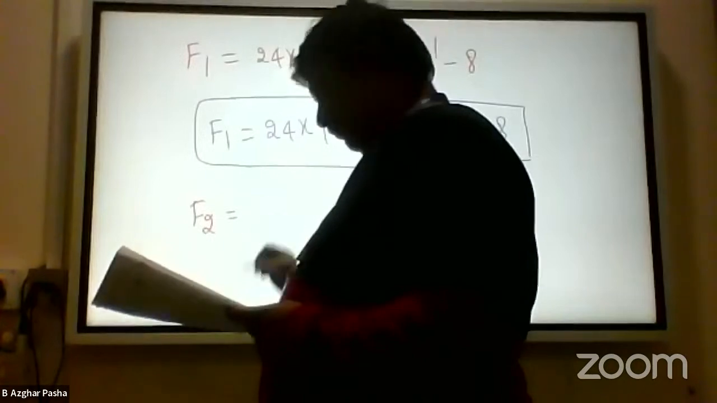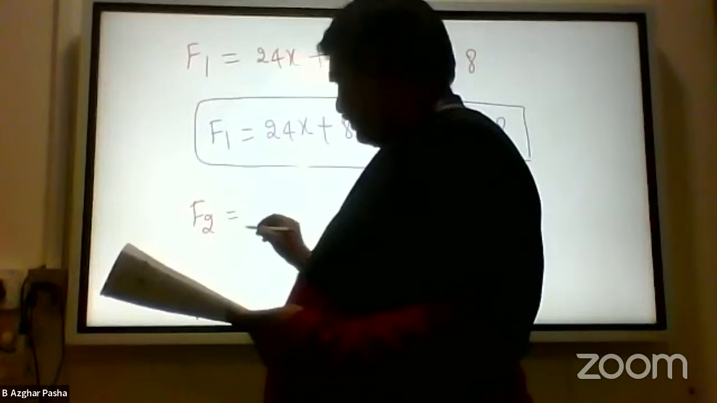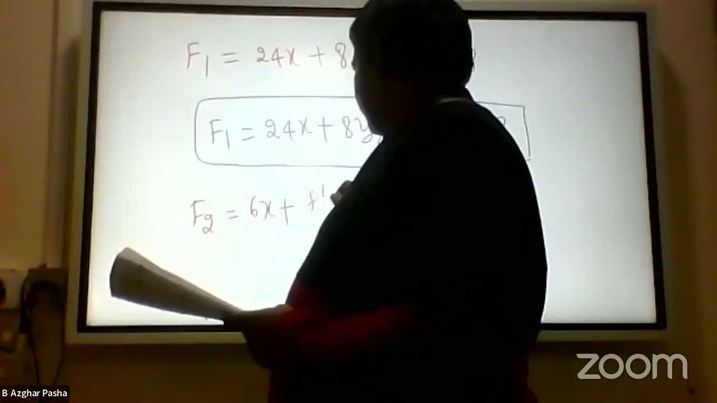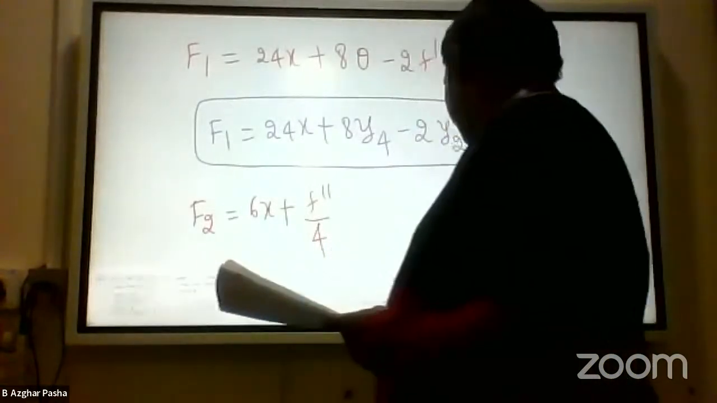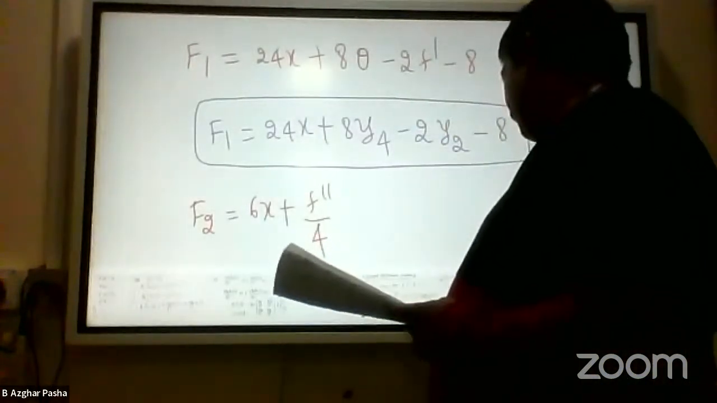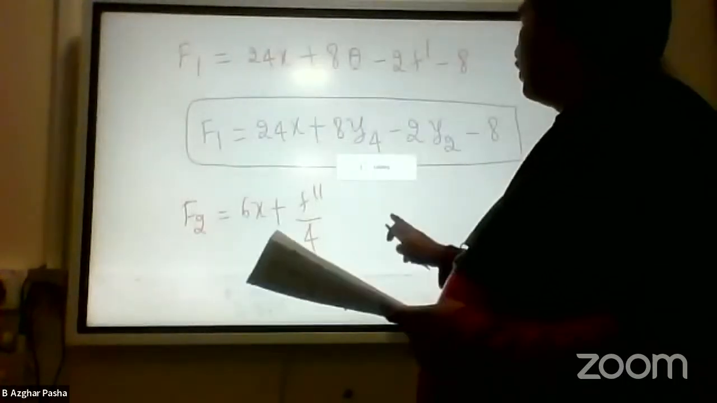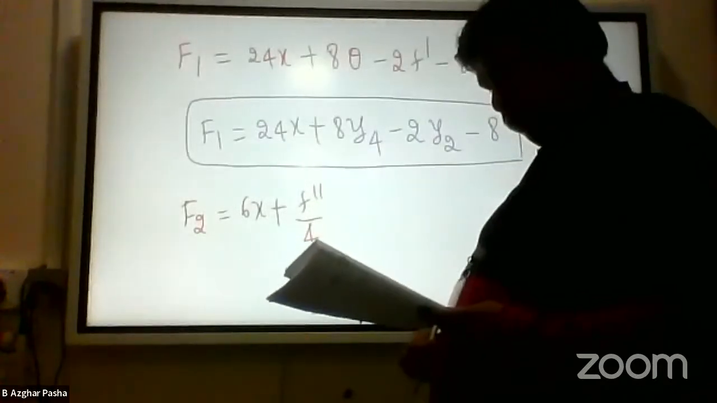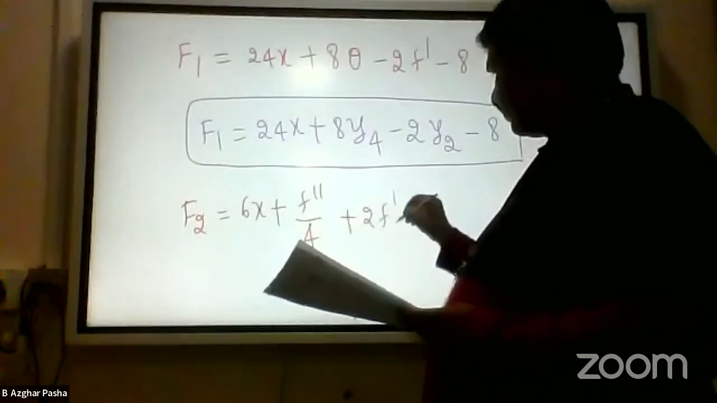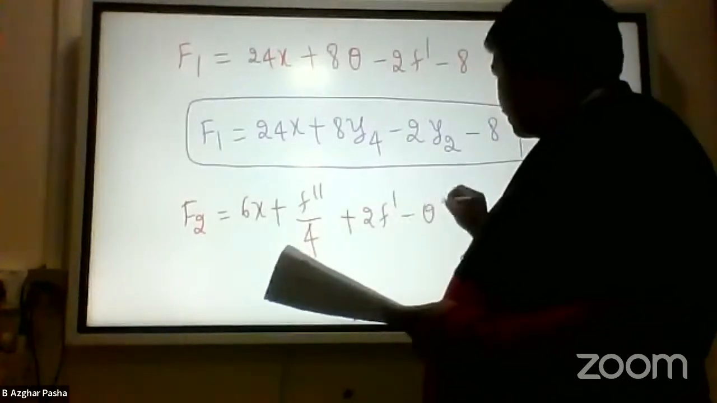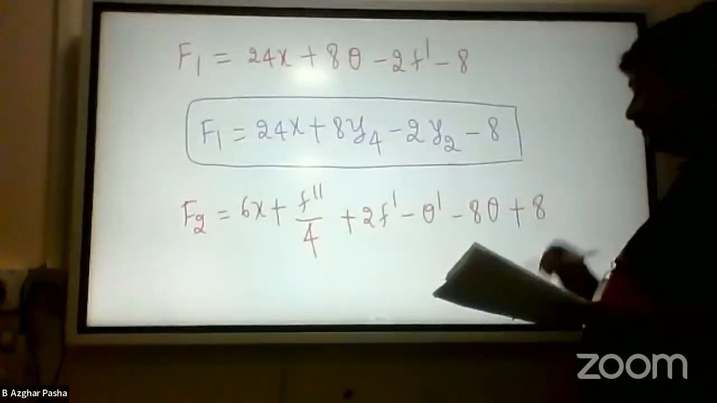f2 is equal to 6x plus f double dash by 4, f double dash by 4, plus 2f dash, minus theta dash, minus 8 theta plus 8.